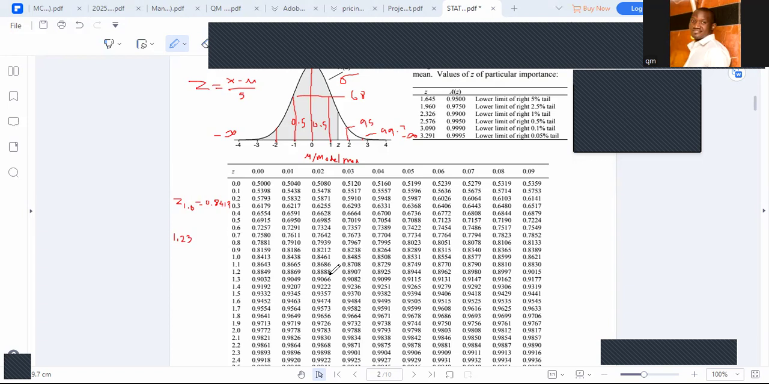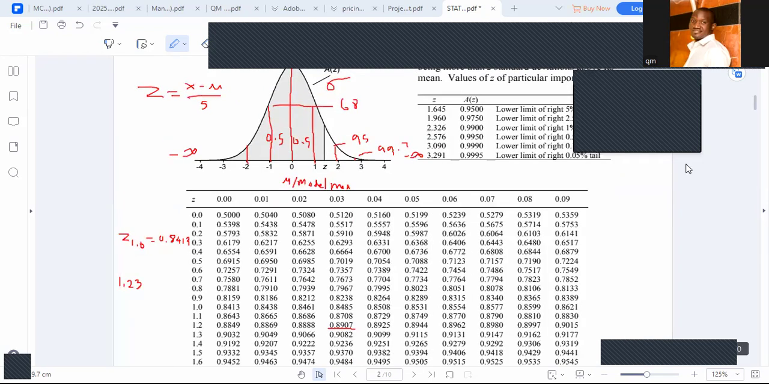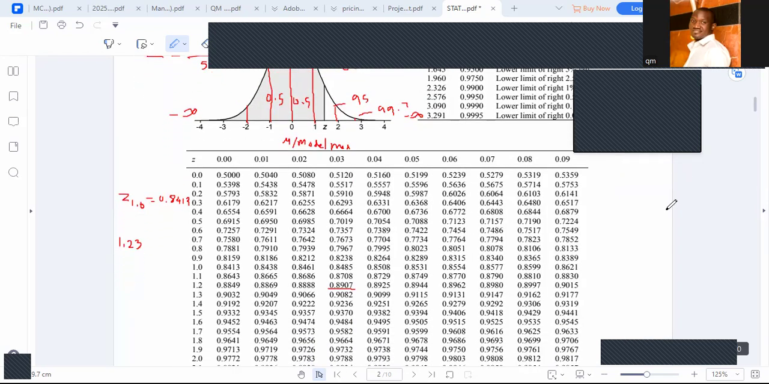From negative infinity to that point, the reading is 0.8907. So we are starting from the basic mechanisms of reading. If I asked you to give me the Z for the probability 0.8907, just add 1.2 and 0.03. This will give us 1.23. You can read it vice versa or in the ordinary way.